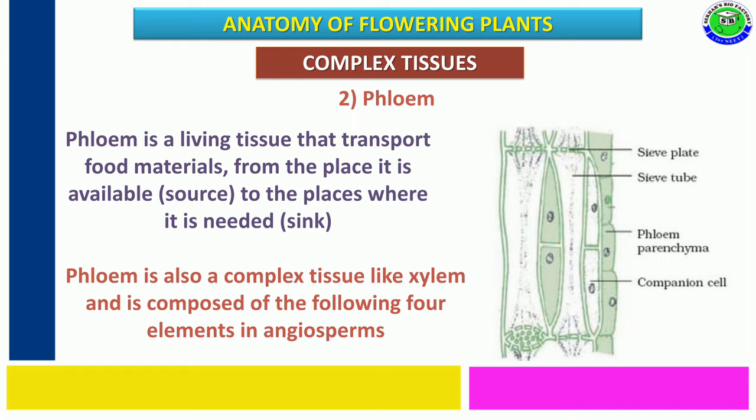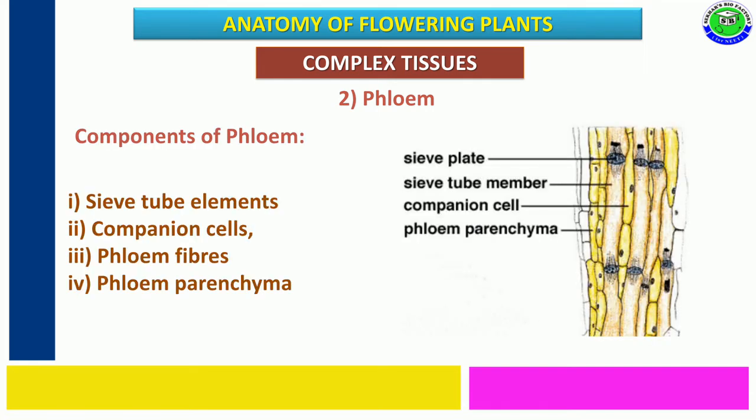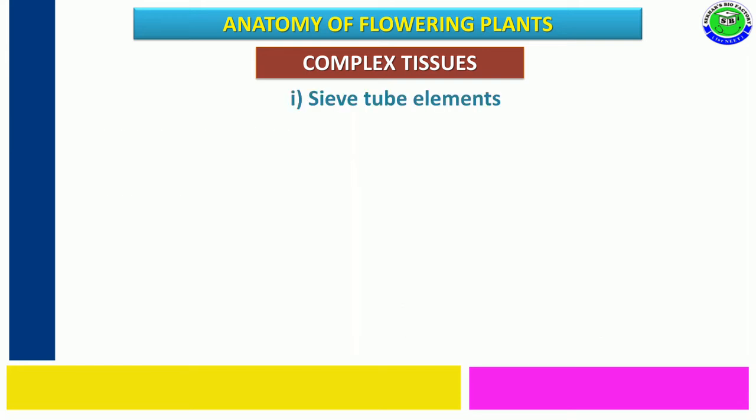in the structure of phloem it consists of four different elements in angiosperms. The components of phloem are: the first component, sieve tube elements; the second component, companion cell; the third component, phloem fibers; and the fourth component, phloem parenchyma. The first one is sieve tube elements.